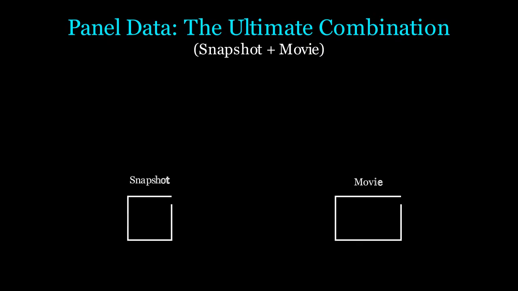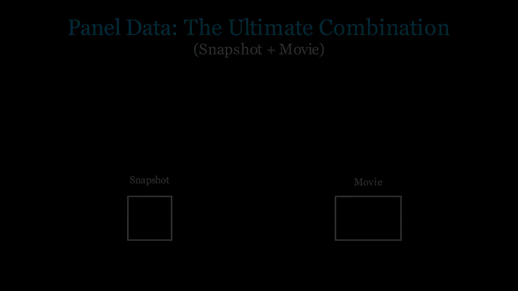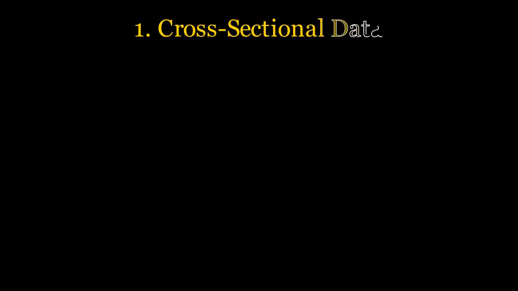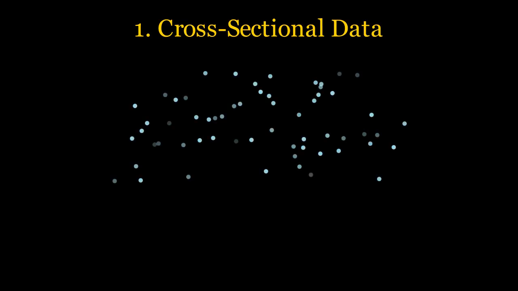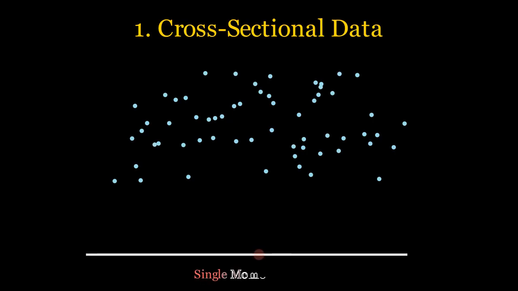To understand panel data, we must first look at its components. The first is cross-sectional data. Think of this as a snapshot. It's like looking at a census or a survey, where you collect information from 1,000 different people, but only on one specific day, say January 1st, 2024. You get a great sense of the diversity and differences between individuals at that moment, but you have no idea where they came from or where they are going.